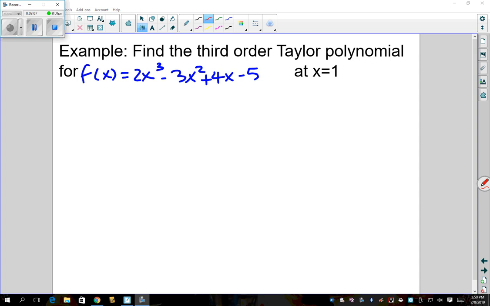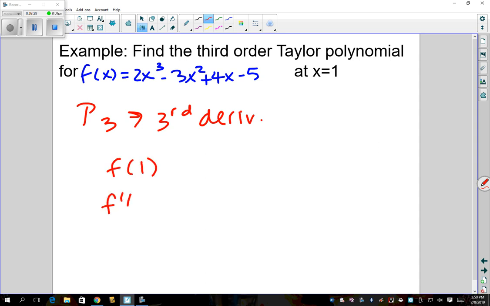So this example is asking me to find the third order Taylor polynomial of this function, 2x cubed minus 3x squared plus 4x minus 5 at x equals 1. So third order, that's P3, and that means I need to find up to the third derivative. So I need to find f of 1, f prime of 1, f double prime of 1, and f triple prime of 1.